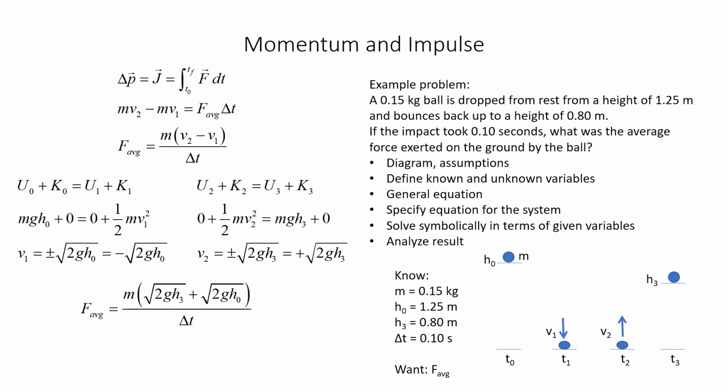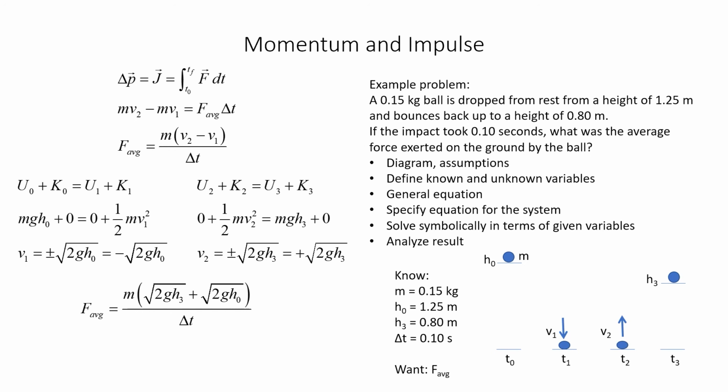Notice both heights also give a larger average force. So h0, that makes sense. The higher I lift it, the larger the force is going to be when it hits the ground. And also, the larger the height that it rebounds back up to, the larger the average force. That makes sense because then the ground is pushing on it harder as it's going back up.